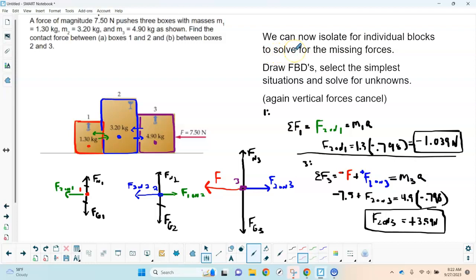So then we can now isolate individual blocks, and we basically do the same thing. We draw a free body diagram, we figure out our force equation from the free body diagram, and then we solve for whatever is missing. So we have 3 boxes here. I've highlighted them in different colors. We have the red box, which I put a red dot for, the blue box, which is box 2, which is the blue dot, and the purple box, which is box 3, which is over here.